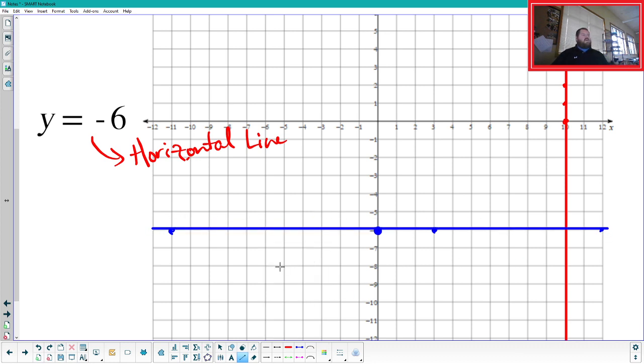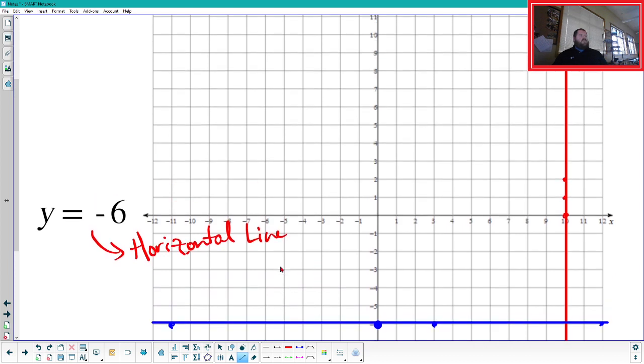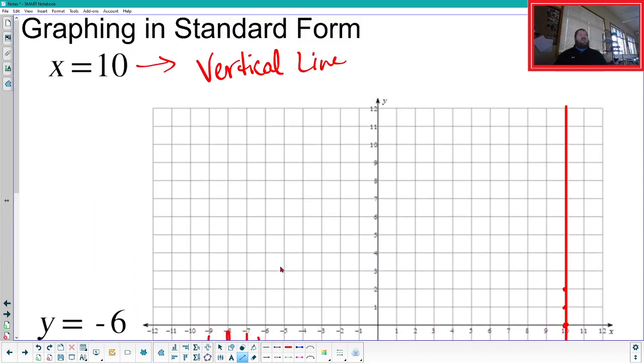And everything in between. So if you can keep it straight in your head that x is a vertical line and y is a horizontal line, do that. If not, say it to yourself. X values at 10, y values at negative 6. That's going to lead you to those horizontal and vertical lines.